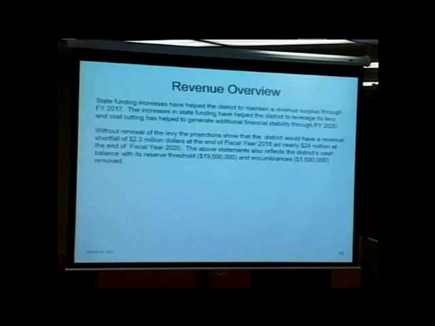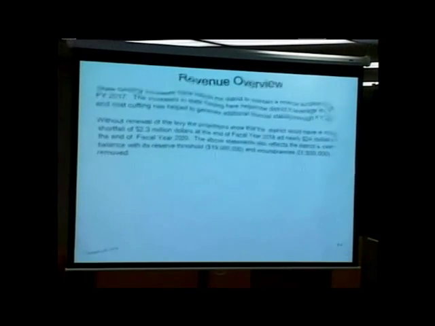Through the revenue overview, basically there's a surplus through 2017. With the renewal of the levy projections, we show the district with the levy failing, roughly $2.3 million at the end of fiscal year 18 and nearly a $24 million shortfall in fiscal year 20. Keep in mind, we have a $19 million budget reserve as part of these numbers, and the encumbrances, we always have encumbrances of about $1.5 million at the end of the year.